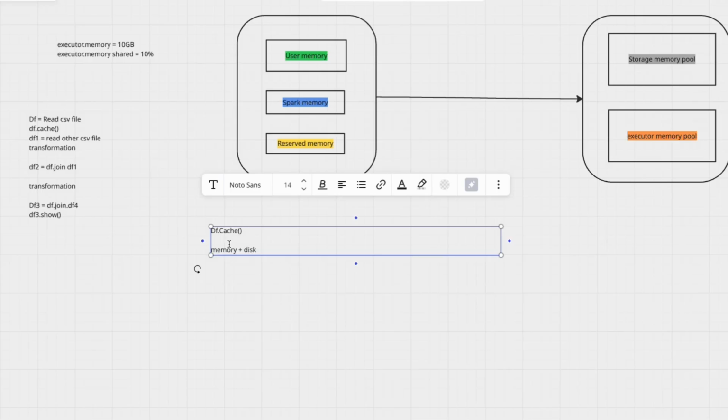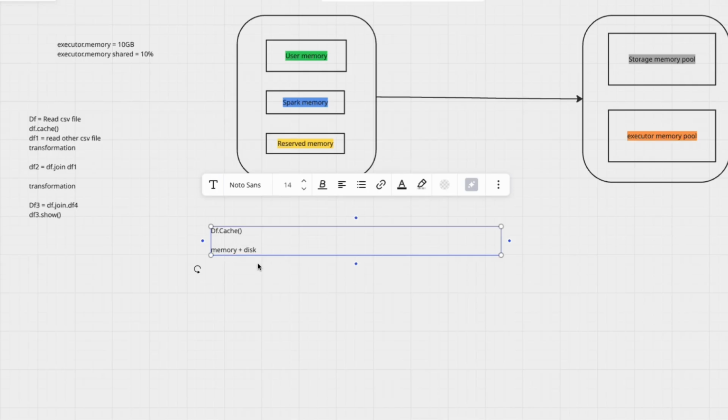So by default, when you do cache, it will go into the memory plus disk, and cache has only one option, memory plus disk, no other option. This means Spark will try to put your data or data frame into the memory, RAM, which is a storage memory pool. And if it doesn't fit fully, for example you have 20 partitions, 15 partitions come into the memory, and the other 5 partitions can go into the disk.